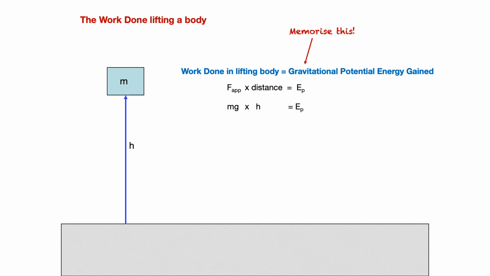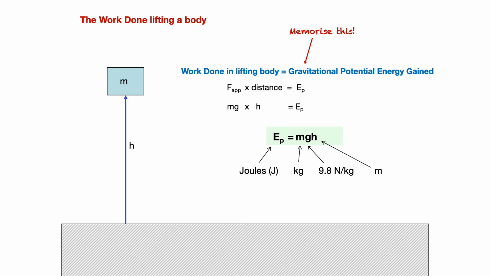If we rearrange that equation to make EP the subject of the formula, we get that gravitational potential energy gained, EP, is mgh. And that is the equation for gravitational potential energy. If the mass is in kilograms, g is the gravitational field strength, which on Earth is 9.8 newtons per kilogram, and the height is in meters, then the gravitational potential energy gained will be in joules. That equation is on the list.